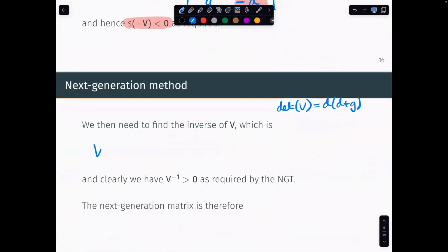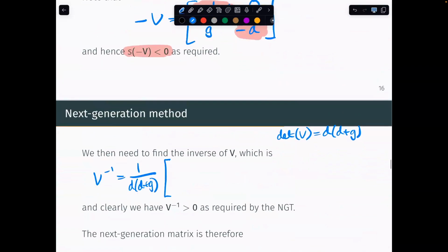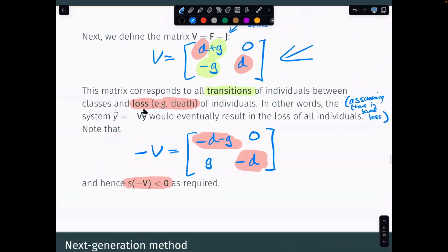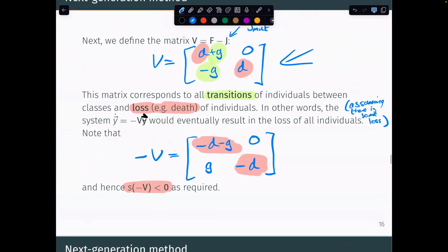And then our V inverse is going to be 1 over the determinant, so 1 over D times D plus G. Everyone remembers how to find the inverse of a 2x2 matrix, I hope. Recalling what you learned 3 years ago. Okay, so we're doing it for this matrix V up here, not the second one down here, minus V, remember.